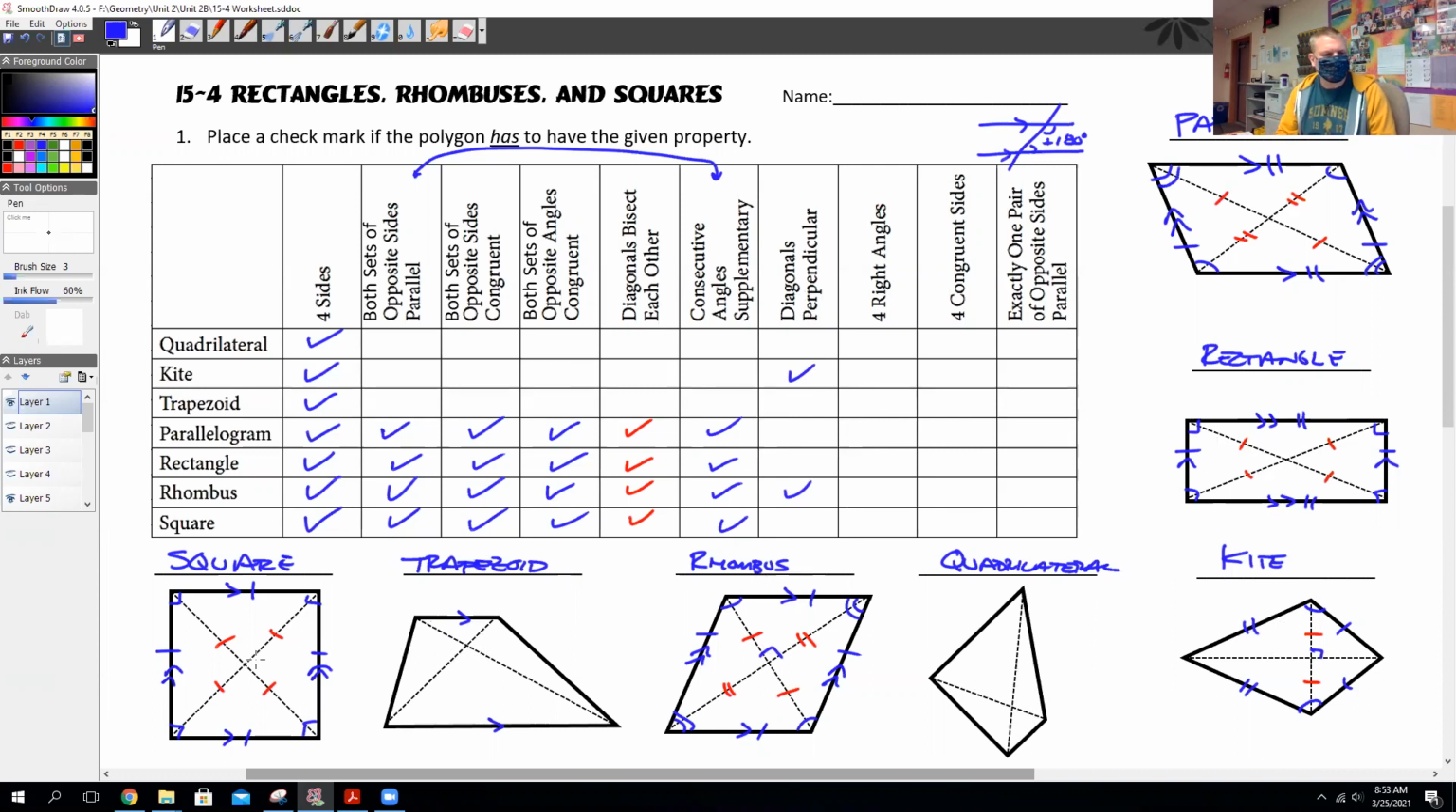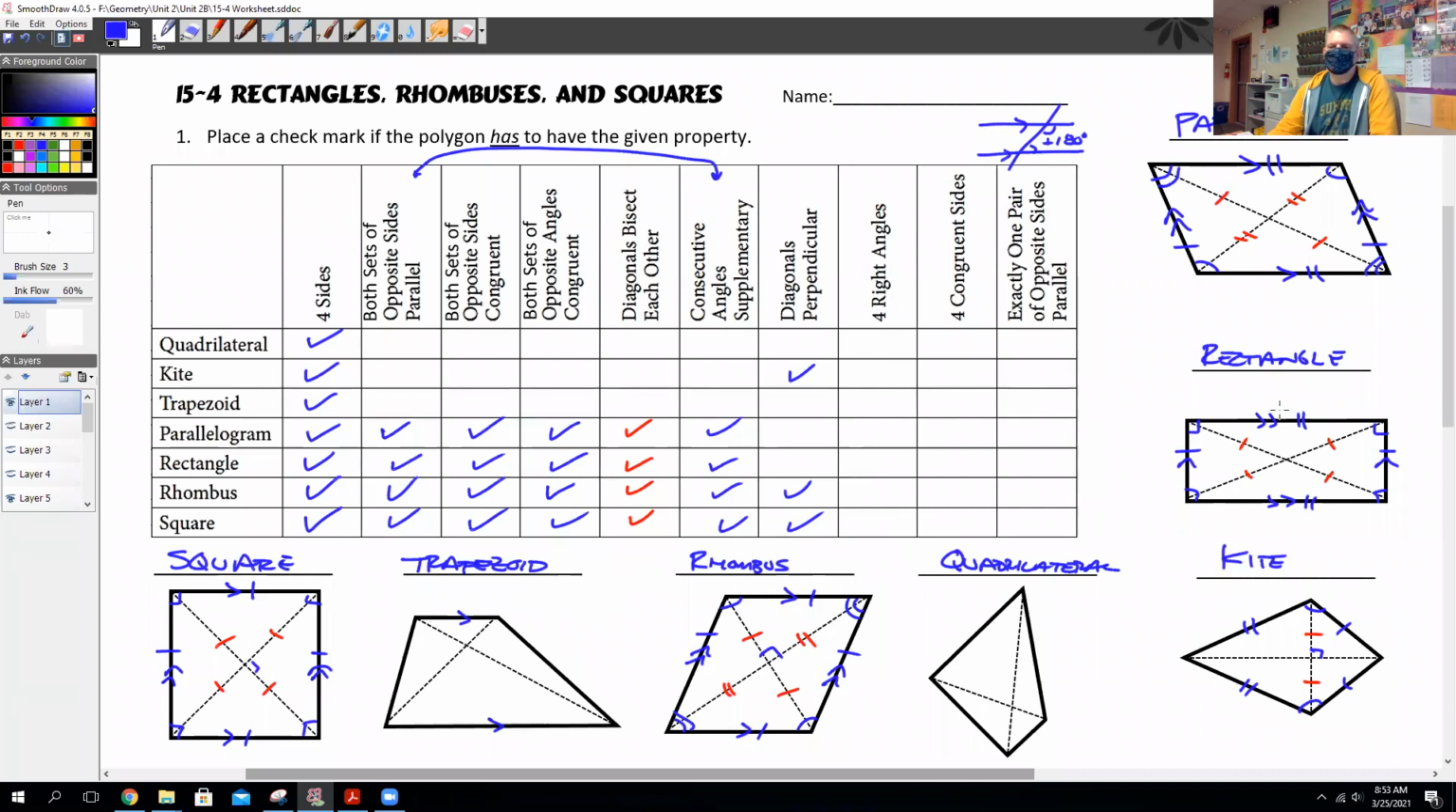And then how about trapezoid? Not necessarily on that. How about square? Yep, those are going to be right angles. So now, ooh, look, we finally broke our pattern there. All right, and then this one is going to be a little bit quicker to go through. 4 right angles. Which ones of these have 4 right angles?